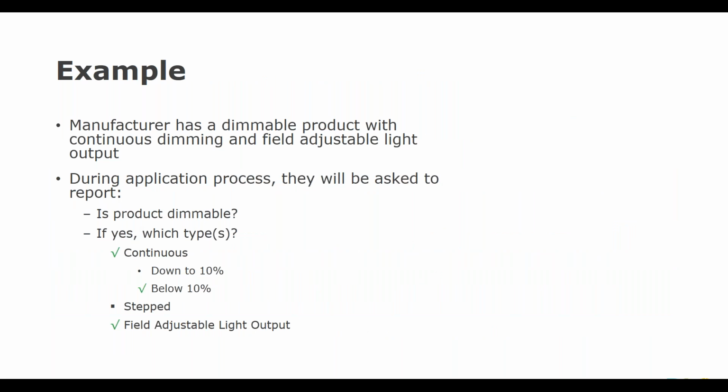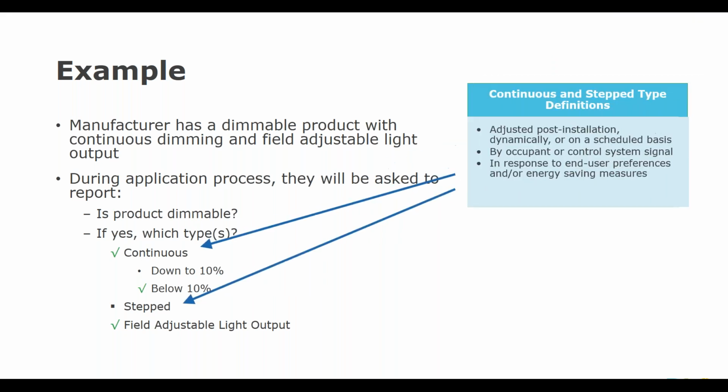So let's say we have a manufacturer. It's a dimmable product. It provides continuous dimming, so that is adjusted post-installation dynamically on a scheduled basis, by the occupant or control system signal. It also provides field adjustable light output.